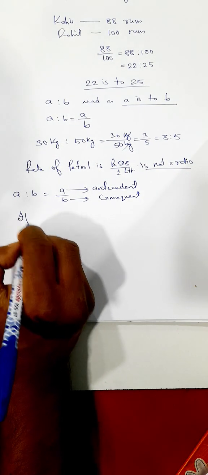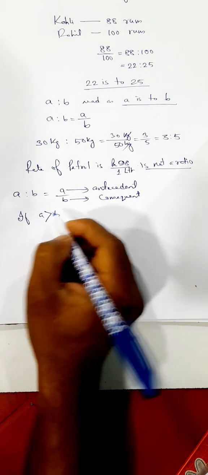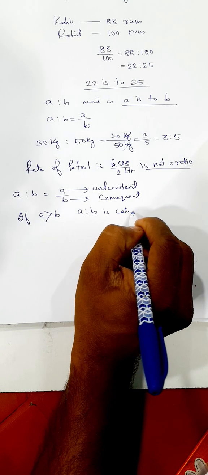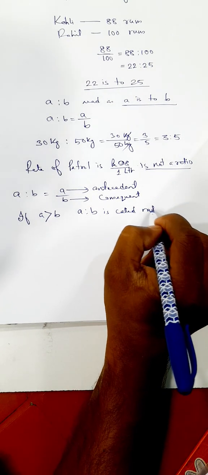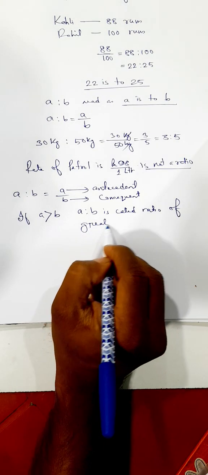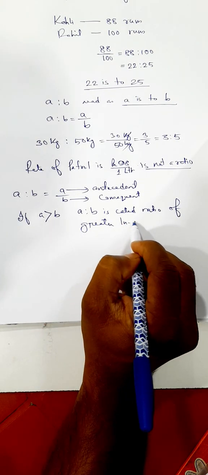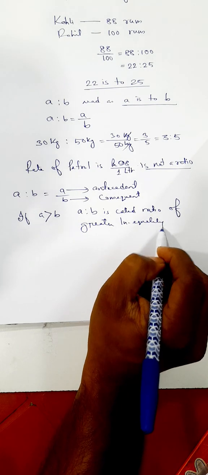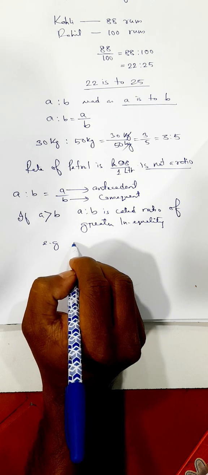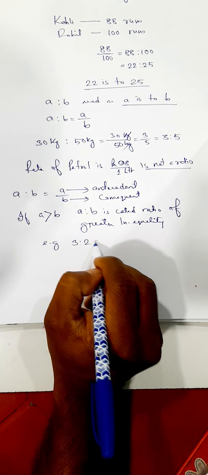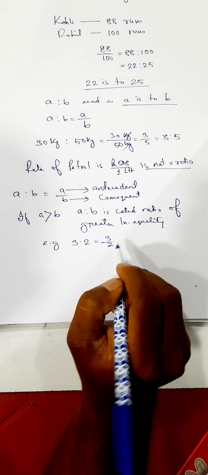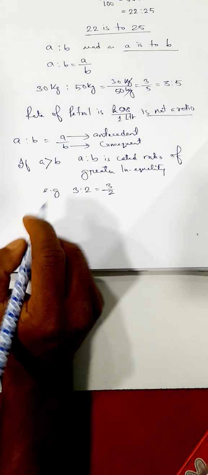If A is greater than B, A is to B is called ratio of greater inequality. For example, suppose 3 is to 2, that means 3 by 2. It's an improper fraction, right? It's called ratio of greater inequality.